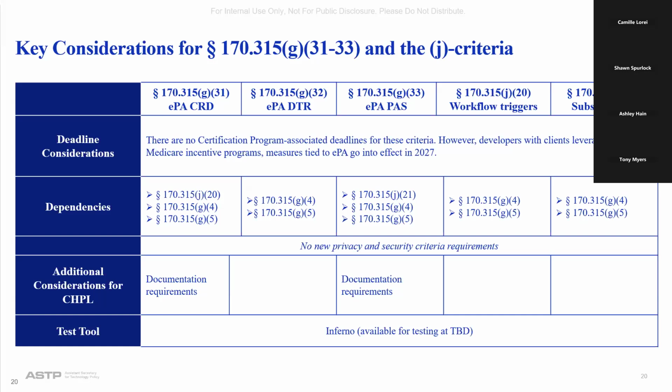Obviously, we've got some dependencies here. I won't go through all of that, but it is important to note that getting certified to G31 also means understanding requirements in other aspects of the program. There are no new privacy and security criteria requirements for these three G criteria. We just talked about the documentation requirements and how those are meant to be very similar to what's at G10.